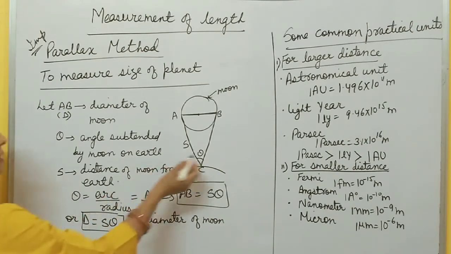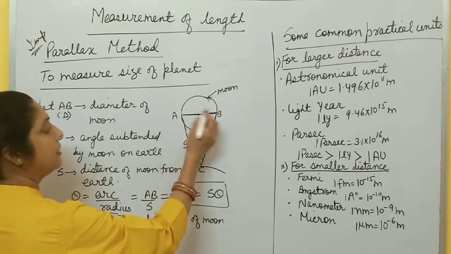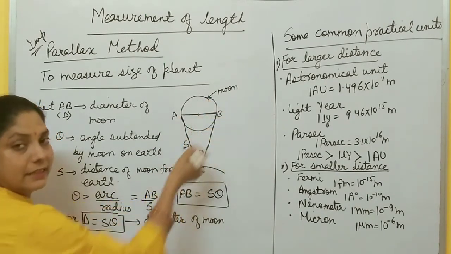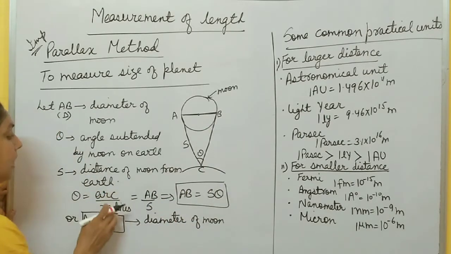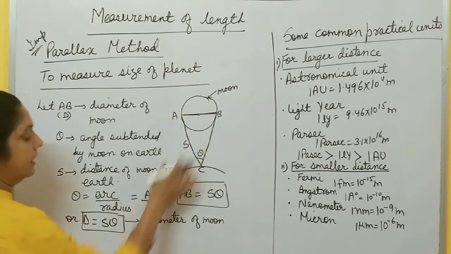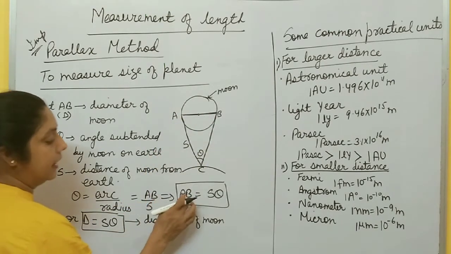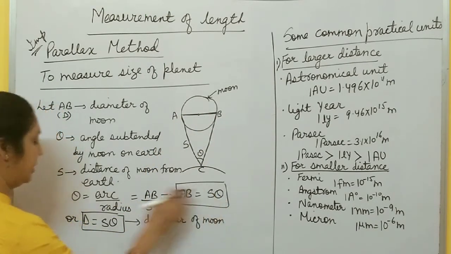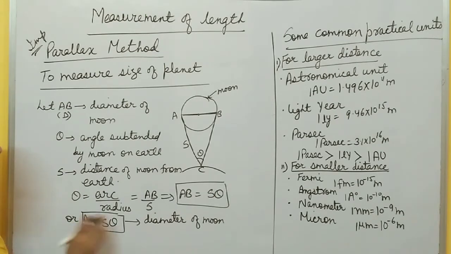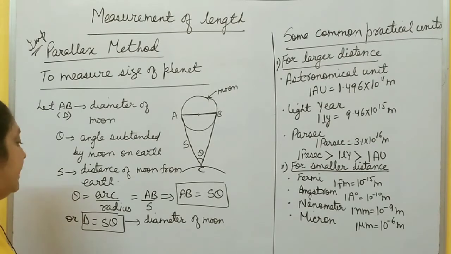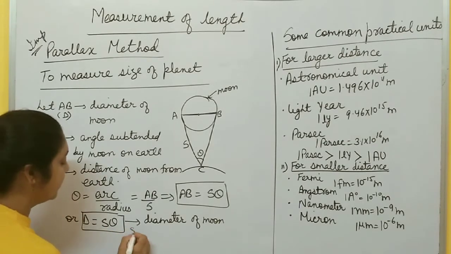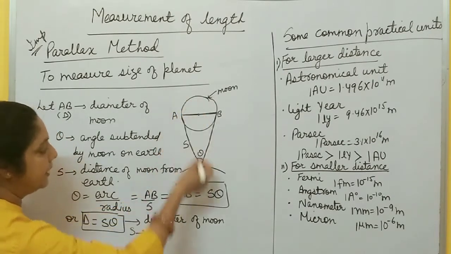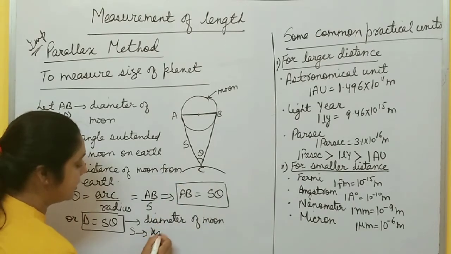Now you know theta is small, so the diameter of the moon acts as an arc, and S becomes the radius: theta equals arc by radius. So theta equals AB diameter by S, then AB equals S into theta, or you can write D, the diameter, equals S into theta. This gives the diameter of the moon or any planet, if you know the distance of the moon or planet from the Earth's surface.